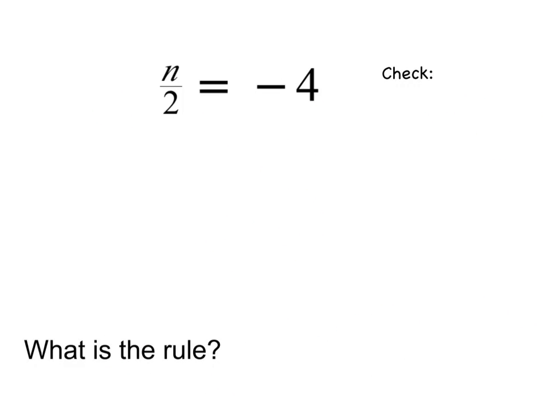Okay, let's take a look at another example. Now this time, n is divided by 2. Remember that that fraction bar is another way of saying divided by. So n is divided by 2. So remember how if n was multiplied by a number, we needed to divide into groups to get x by itself? Well, in this case, if we have one n that's divided into two groups, just like we saw in that previous video, we're going to multiply both sides by 2.